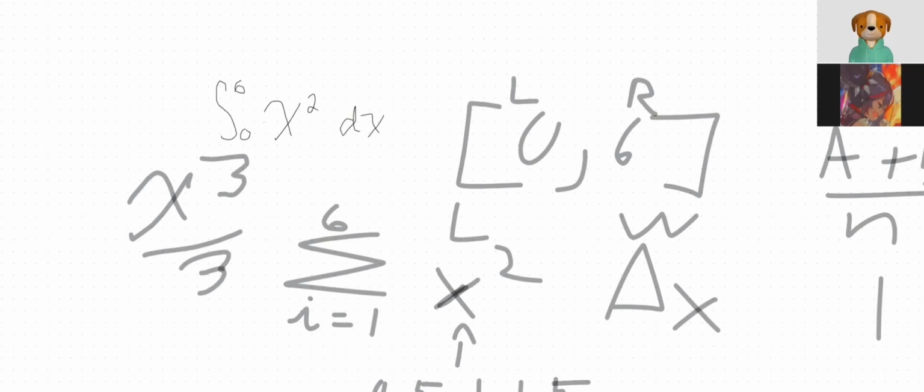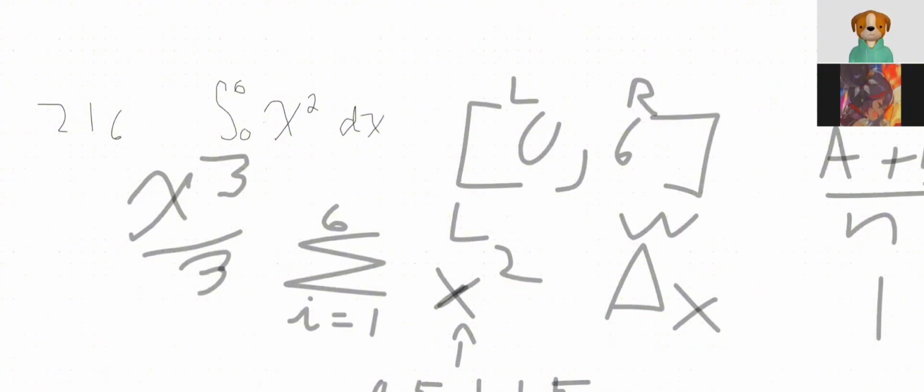So 6 cubed is a very big number. Let me pull up my calculator. I can finally use online calculators. I could use every button. Gotta love a TI-80. 216. Okay, 216 over 3, 72. So the answer is 72.